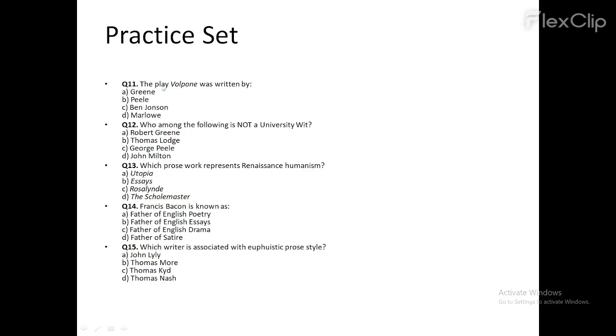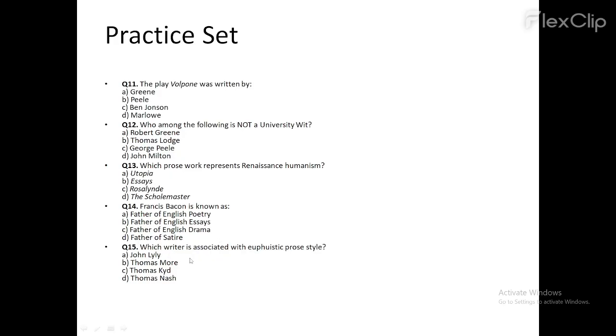Question number 11. The Wall Pony was written by whom? Ben Jonson. Who among the following is not a university Wits? Robert Greene is a university Wits. Thomas Lodge, Robert Peele, John Milton is not a university Wits. So option D is the correct option. Which prose work represents Renaissance humanism? So it's Utopia by Thomas More. Francis Bacon is known as father of English essay. Father of English poetry is Geoffrey Chaucer. Prince of English essay is Charles Lamb.